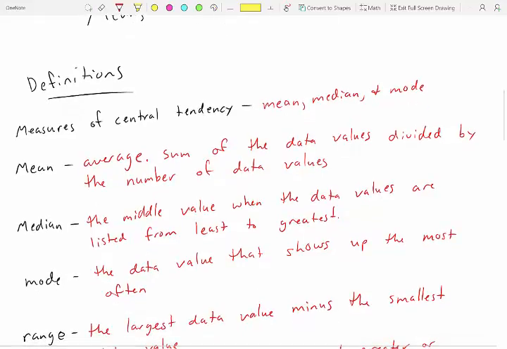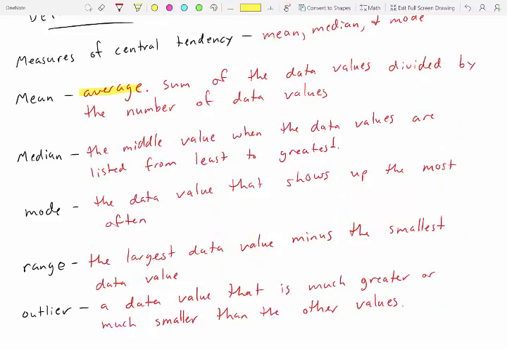The mean. There's two ways you can think of it. If you know what an average is, that's what it is. So you find your average. If you don't know what an average is, it's the sum of all the data values divided by the number of data values. Next one's median. It's the middle value when the data values are listed from least to greatest. Very important there. The mode is the data value that shows up most often.